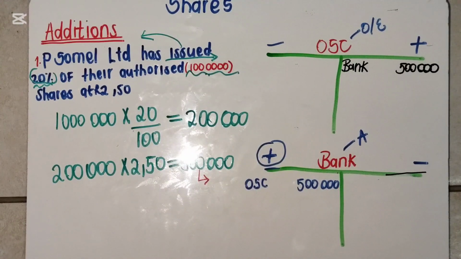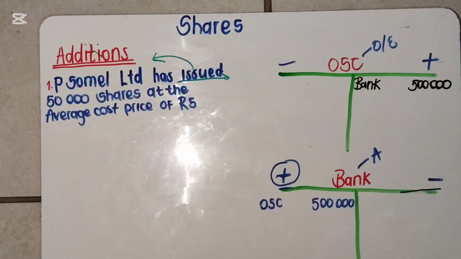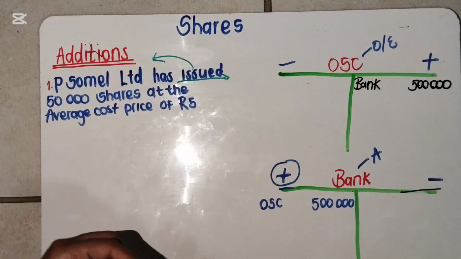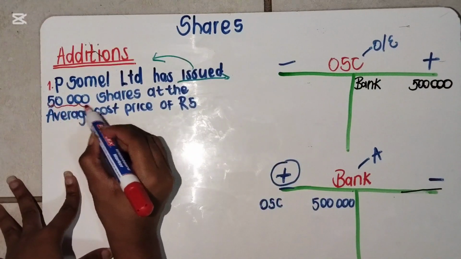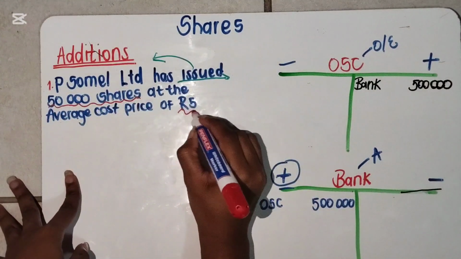So I'm going to do a second example, but we're going to go quick through it because of the time of the video, right? I thought I should create a question that is not similar to what we were doing. Let it have different concepts or different wording. Now they're saying we issued 50,000 shares at 5 rands. Oh, they're very expensive.